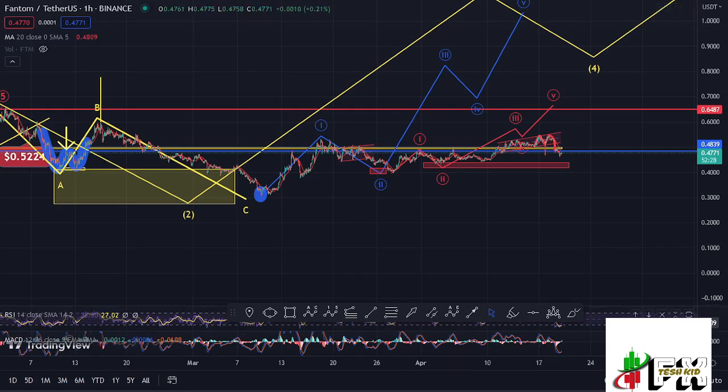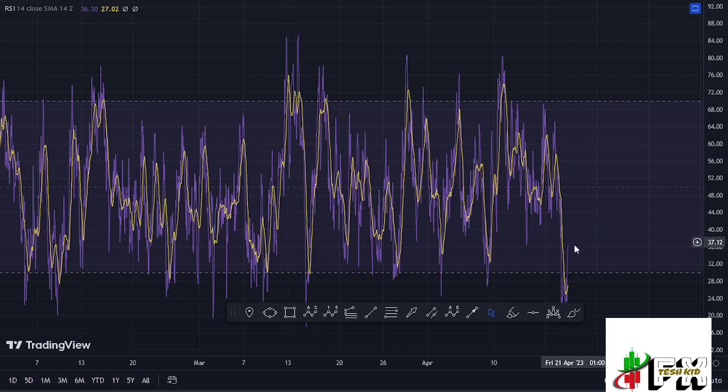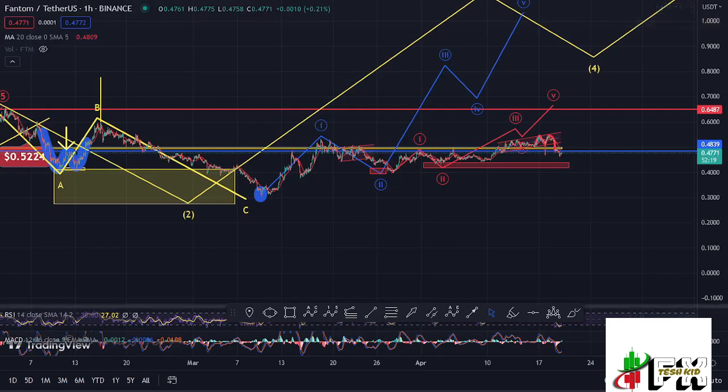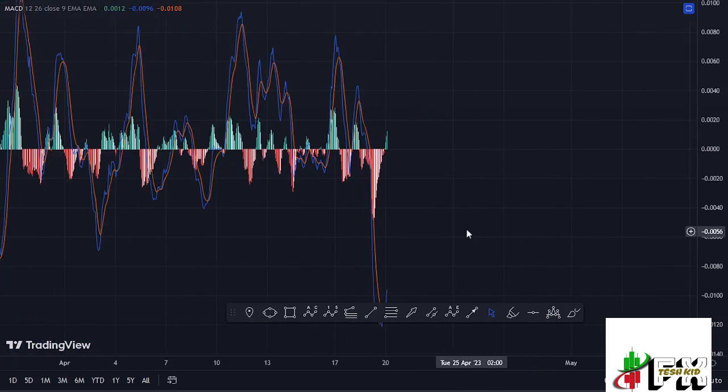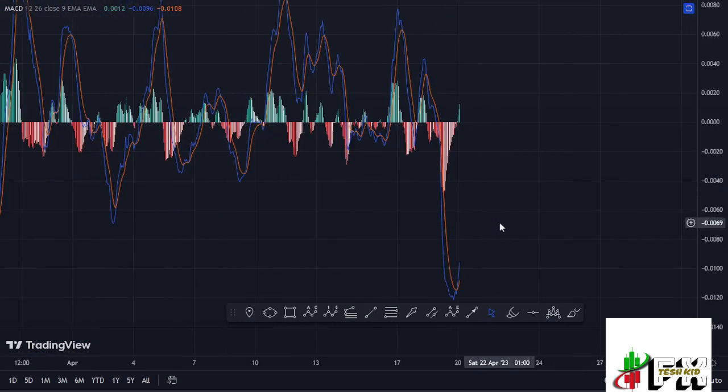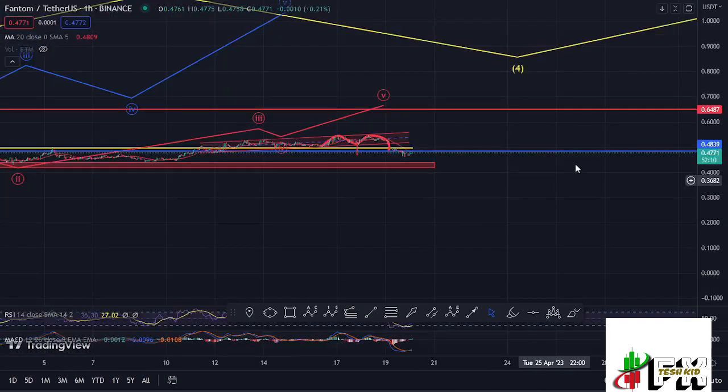And also taking a look at the indicators, on the RSI, we are trading at around the 36 mark, meaning we have massive room to fully support higher prices. Also taking a look at the MACD, we have been able to print a bullish cross, fully supporting higher prices. So let's be patient and see how that plays out, and I'll be keeping you updated.